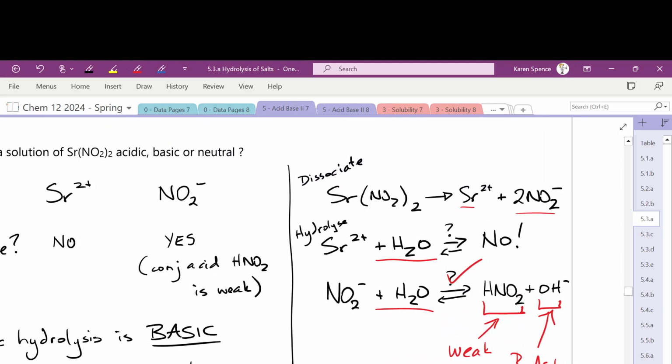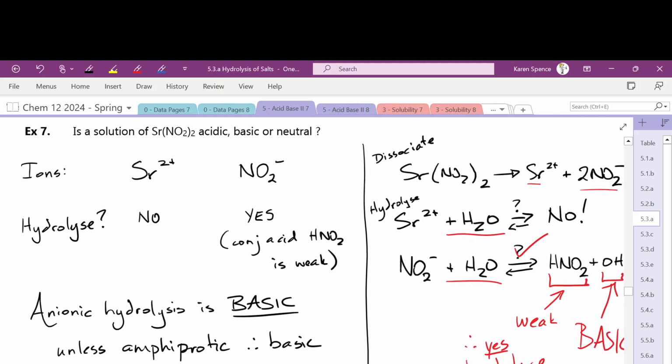The method on the left is more what you might do for a multiple choice in your head. You might say my ions are Sr2+ and NO2-. Sr2+ does not hydrolyze. I know there's only 4 cations that hydrolyze. NO2-, I know its conjugate acid is weak, so yes, it does. Anionic hydrolysis is basic unless you have an amphiprotic anion, therefore the solution is basic. So that would be more like a multiple choice strategy.